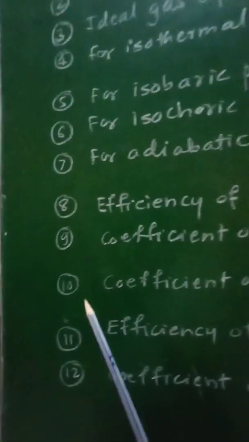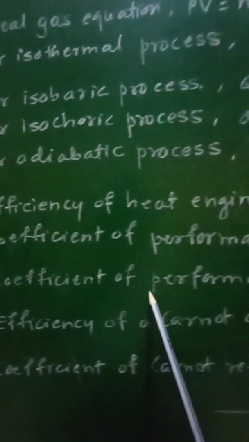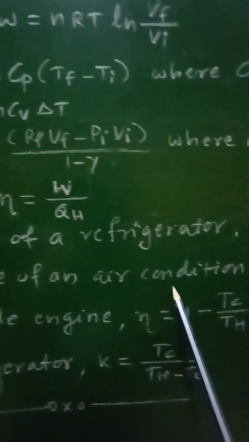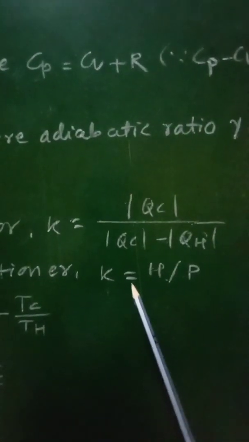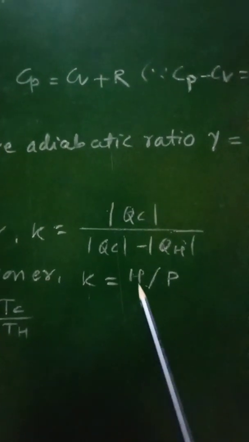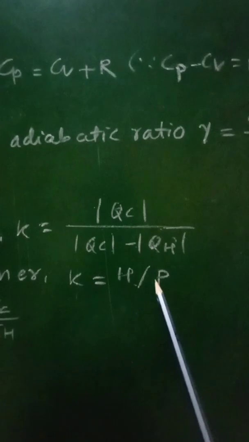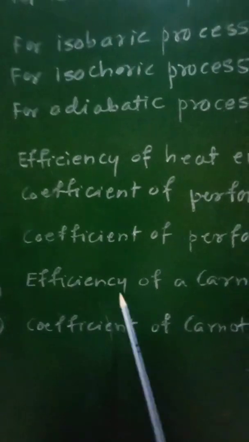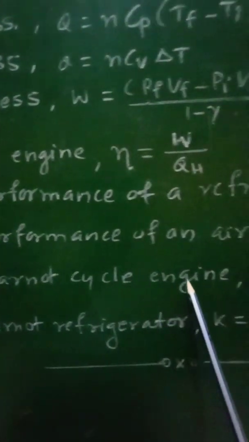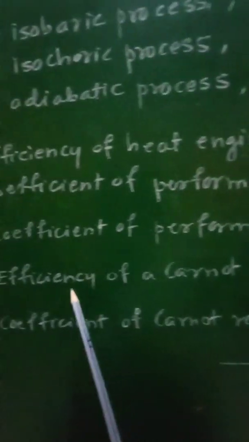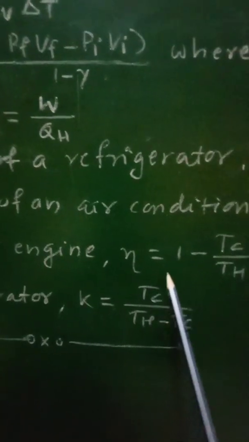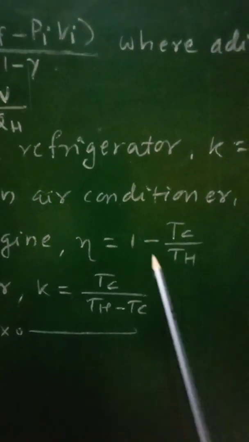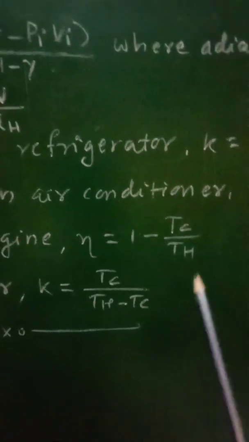Similarly, next 10th formula gives the coefficient of performance of an air conditioner. For any air conditioner, the coefficient of performance will be given by the formula K is equal to H by P. Then 11th formula gives the efficiency of a Carnot cycle engine, which is given as eta is equal to 1 minus Tc by Th.